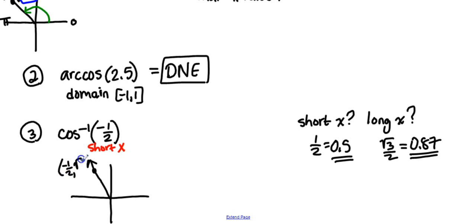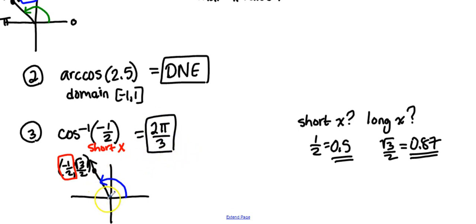-1/2, √3/2. And the question is, traveling, in this case, clockwise, what angle gets you to that location where the x value or the cosine value, the x side length, so to speak, in this case cosine, is -1/2. Our answer, let's see if we agree, is 2 pi over 3.